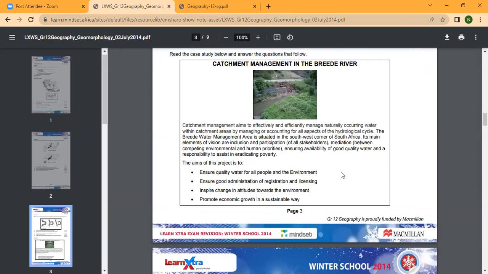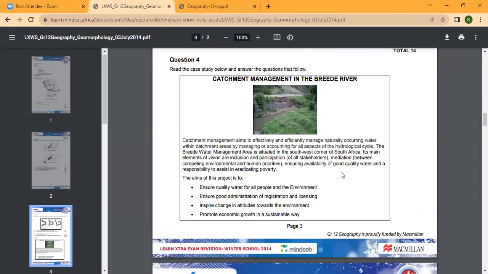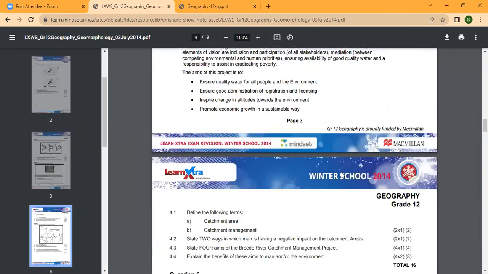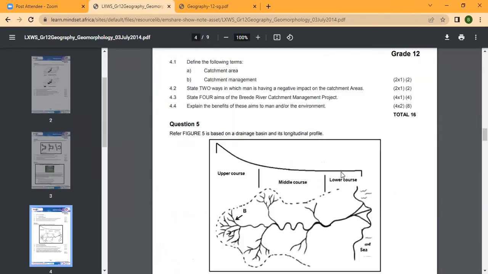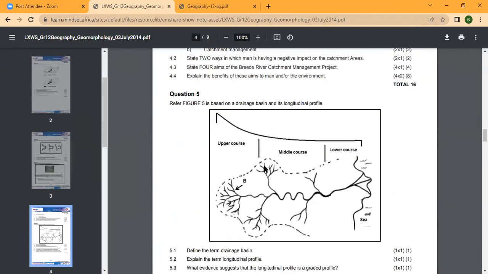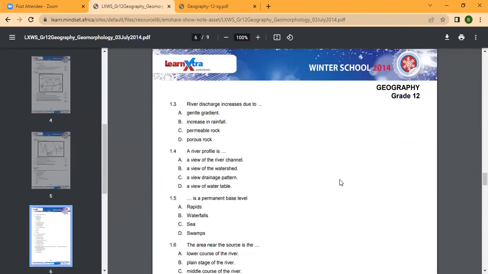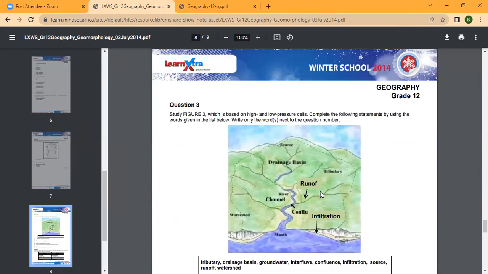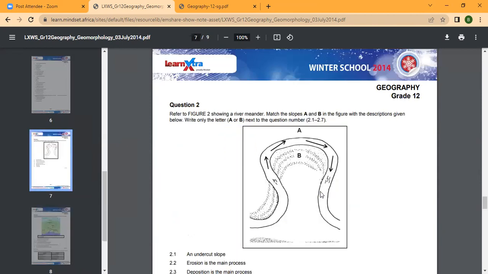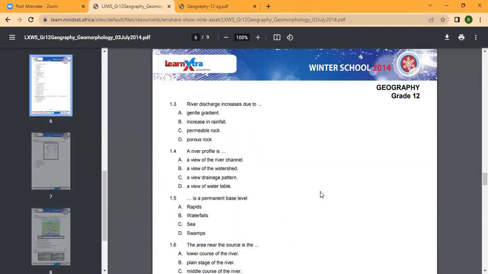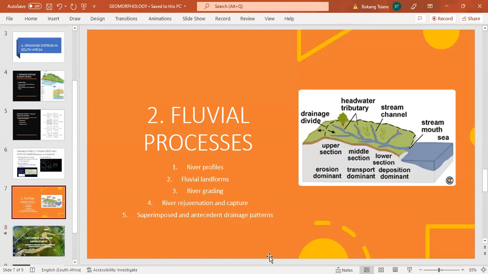And then you can have case studies, and then on catchment, you can have this one: upper course, middle course, lower course. So that's all that I wanted to share with you today. If you need anything, the question papers, the study material, you can contact me, and then I'll share with you.